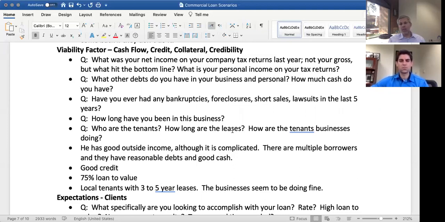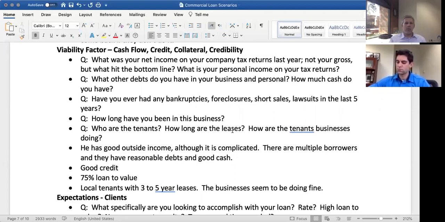So we're still trying to find out what his net income was on the company tax returns last year, not gross, but what hit the bottom line. What's his personal income on the tax returns? Well, we knew he had a couple of partners in this. He was a CPA by trade.